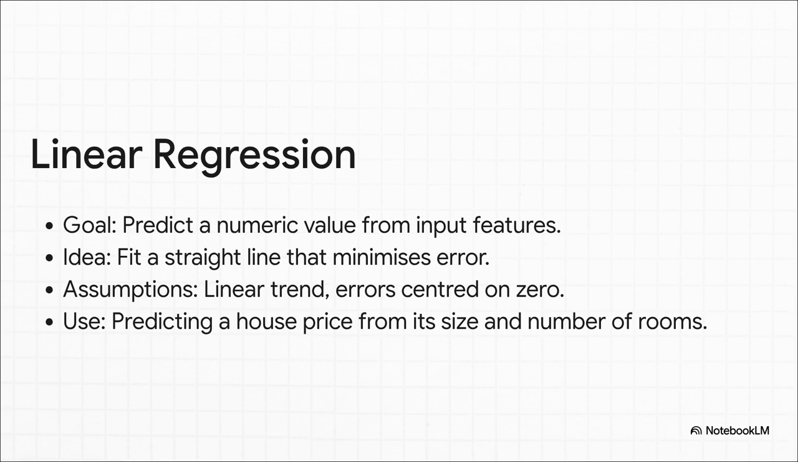So diving a little deeper, the main goal here is to predict a number. And the way it does that is by finding a line with the smallest possible error. What that means is it tries to get that line as close as it can to all the data points at the same time. Now, there is a catch. It kind of assumes your data actually follows a straight line. A classic example, predicting a house price from its square footage. It's pretty simple, right? As the size goes up, the price tends to go up in a nice, predictable, straightish line.